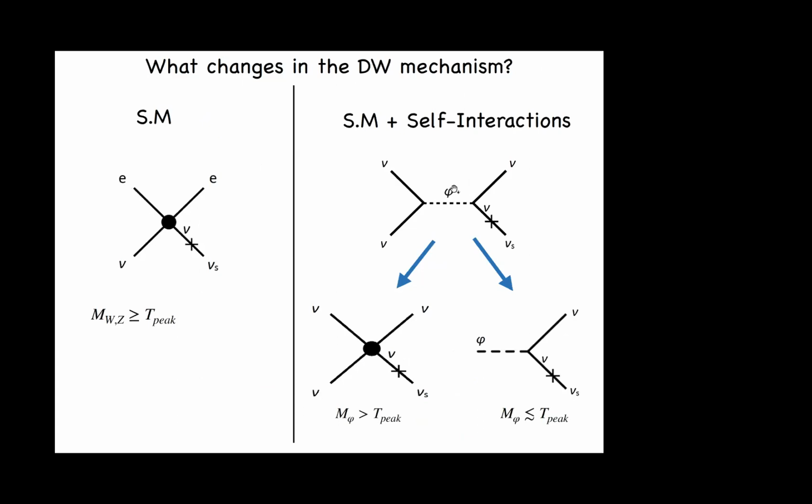So for these self-interactions, there are two possible production channels. You can go to the regime where the phi is quite heavy, and then this reduces to a 4 Fermi-like interaction. Or you can go to the regime where the phi is light enough to be produced on shell, and this produces an additional channel where the sterile neutrinos can be produced through on shell decays of these phis. So it adds these two new interaction channels, and then this gives you the lever to change the rate so that you can satisfy the relic density.